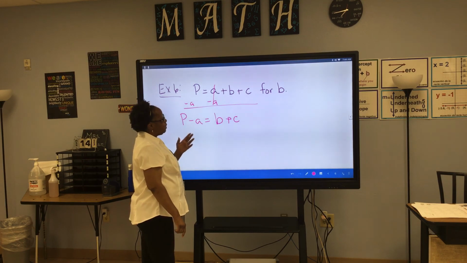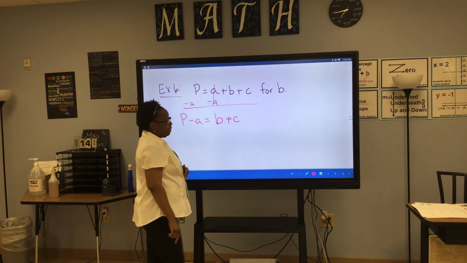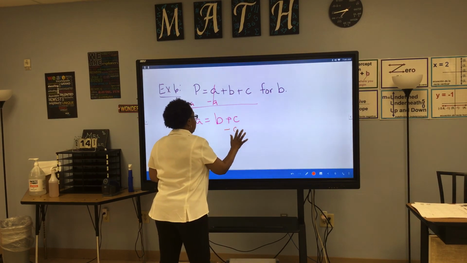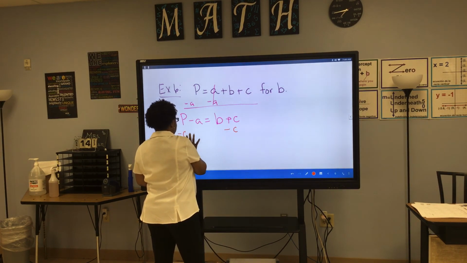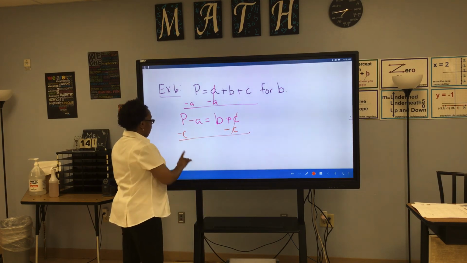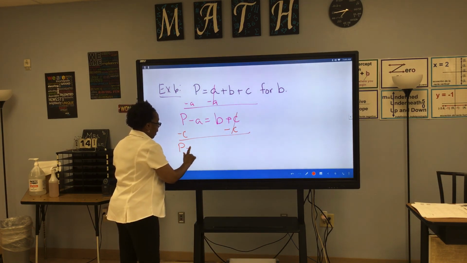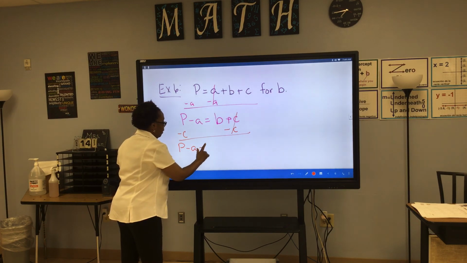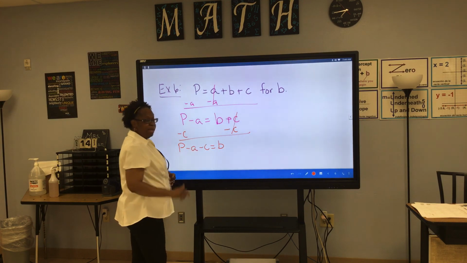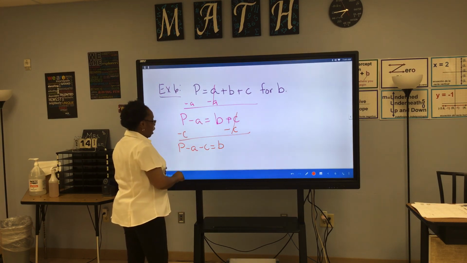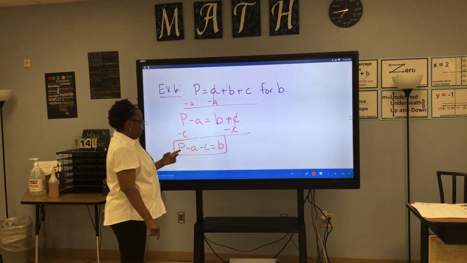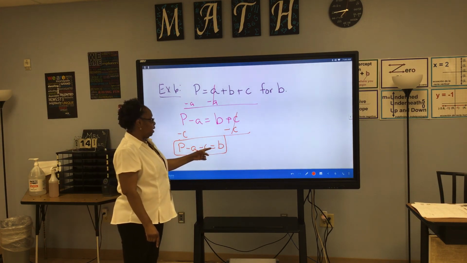Now, I still want B by itself, and I'm adding C over there, so I have to subtract C. So I go minus C. That cancels. Now over here, now I have P minus A minus C equals B. B is isolated. That's what we wanted to do. We want to solve for B. So this is your final answer. P minus A minus C equals B.